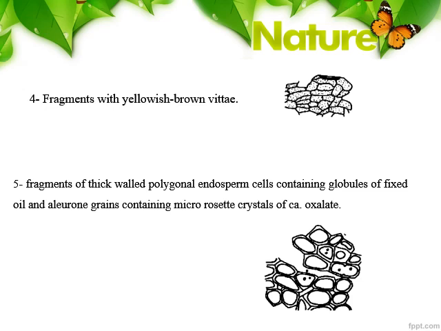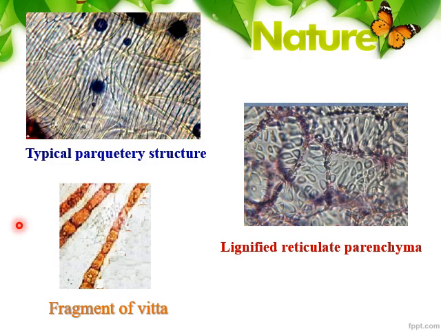The fourth fragment is the fragment of vitta with yellowish brown color. Fragment of thick wall polygonal endosperm cells containing fixed oil globules and aleurone grain, also containing microrosette crystal of calcium oxalate. Photographs from powder under microscope. Typical parquetry structure, the daughter cells or the small parallel cells in different orientation, giving the typical parquetry structure. Fragments of vitta with dark brown or yellowish brown color, and lignified reticulated parenchyma from the mesocarp below the vascular bundle layer.